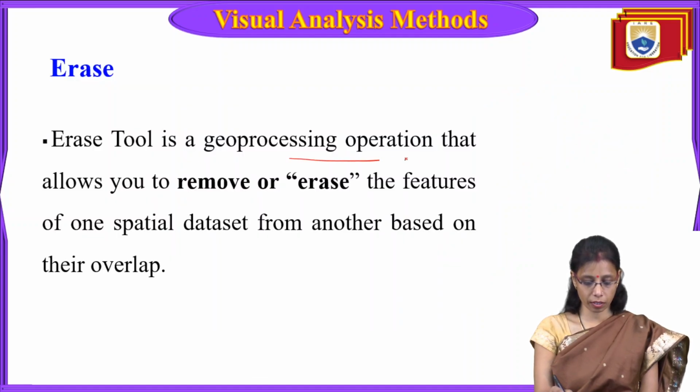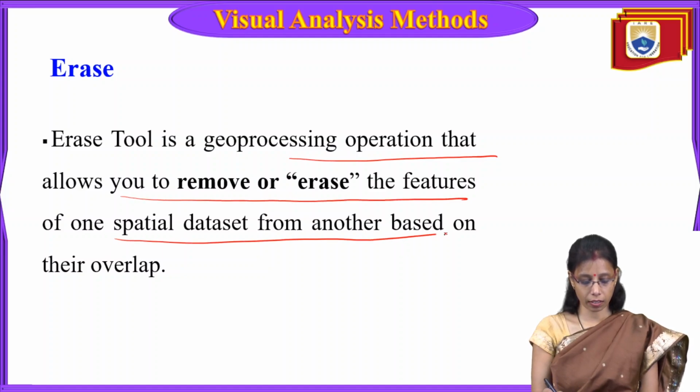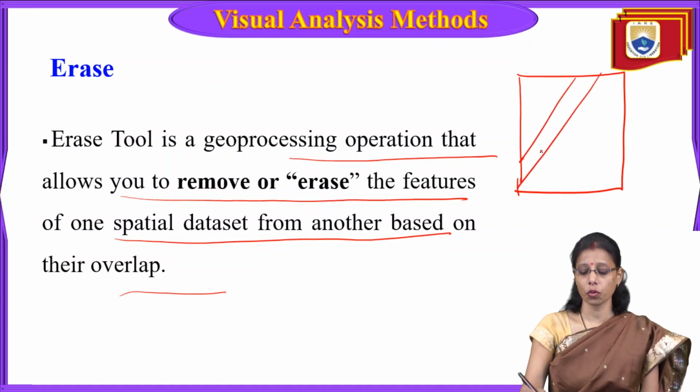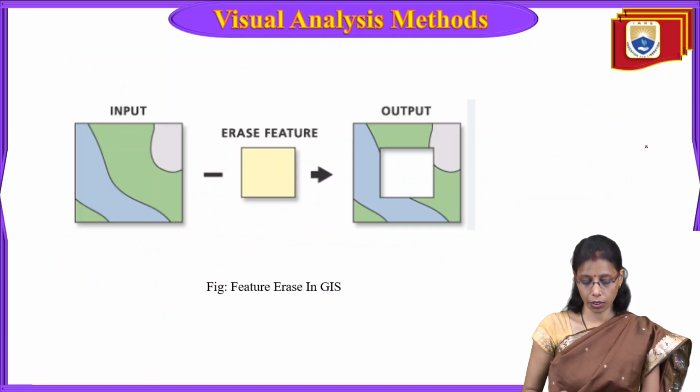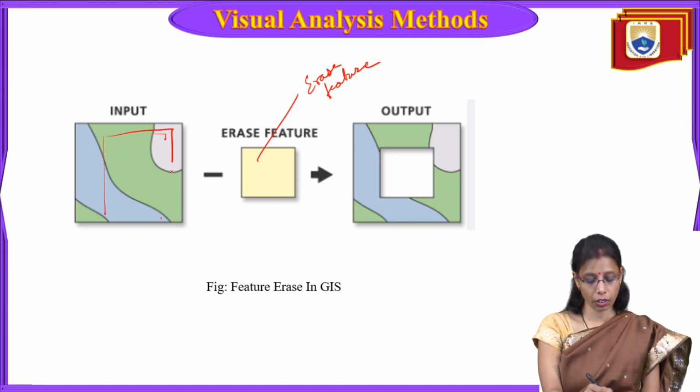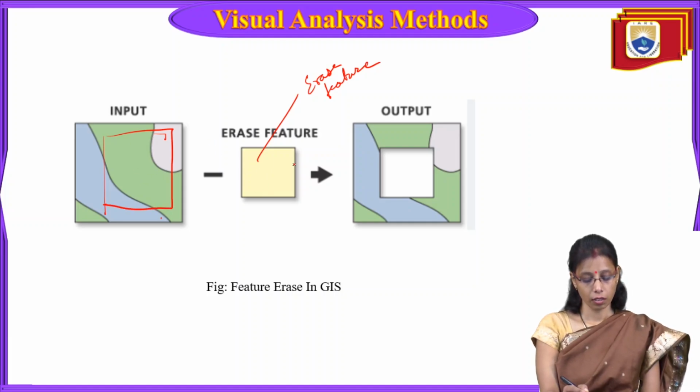Okay. Next you have erase. So the erase tool is a geoprocessing operation that allows you to remove or erase the features of one spatial dataset from another based on their overlap. So if you want to erase, same example, you have this map, and from this map you want to erase some portion. So this is the portion you are going to erase. This is your input file, and in this input file you have this erase feature. You are going to put this erase feature over the input file like this.